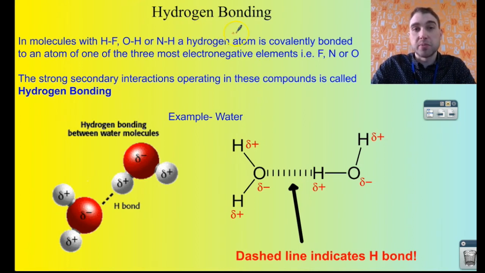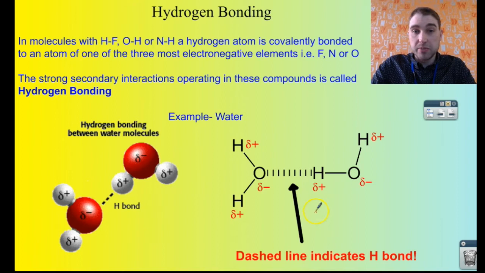It's almost an exposed proton. There's very little interaction with the electron. So there is some, but not much. So what that means is you get a very big difference in polarity between the hydrogen and the fluorine, oxygen, or nitrogen. So that generates the hydrogen bond.